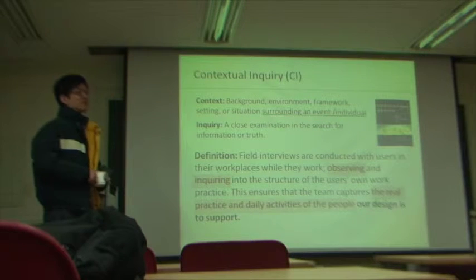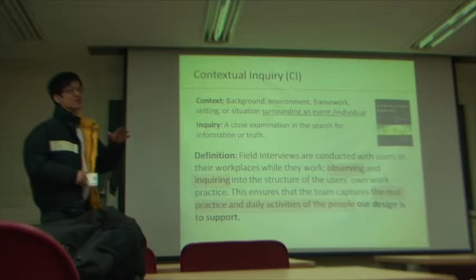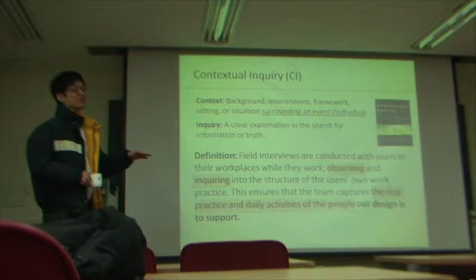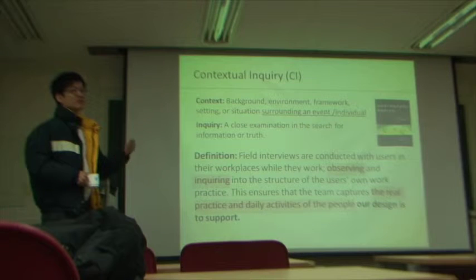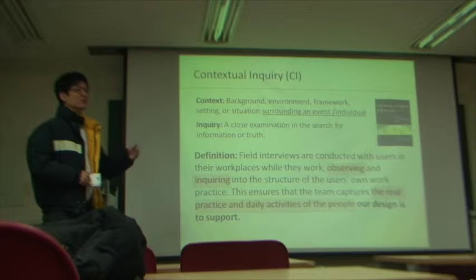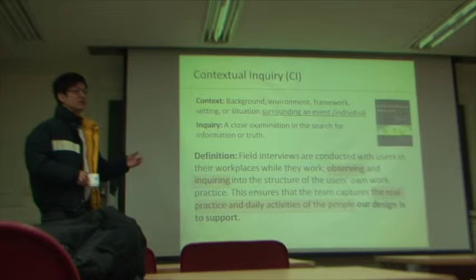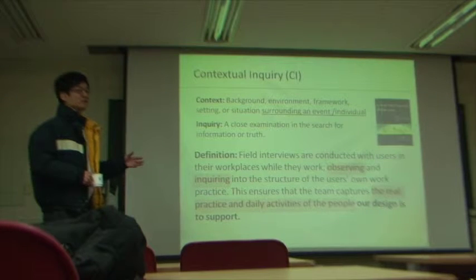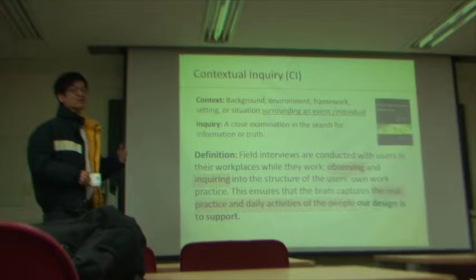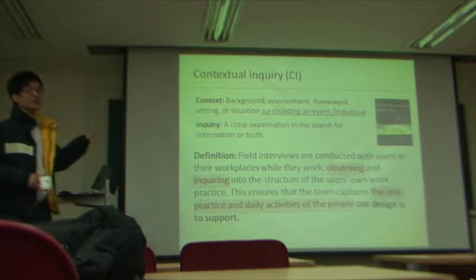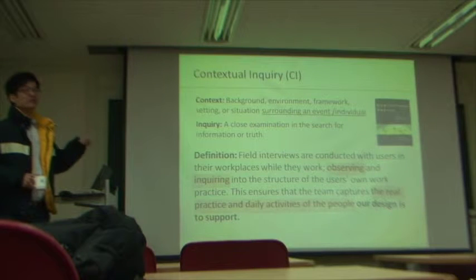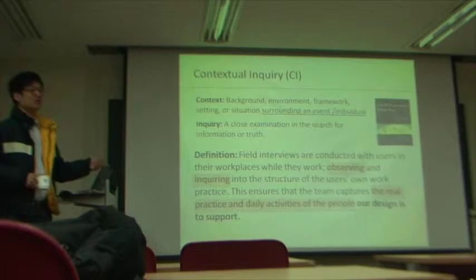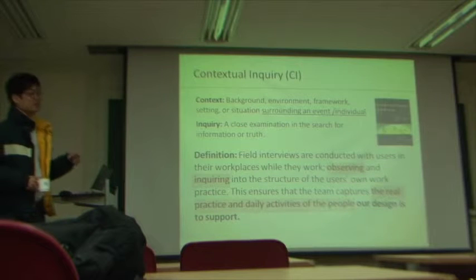Since we conduct interviews and observations in the field, in the user's work environment, in service design we conduct interviews and observations when users are using the service. Since the activities take place in the real environment, it helps us capture how things really happen, which provides insight for our designs. So this gives you a general idea of what contextual inquiry is, the meaning of context and the meaning of inquiry.